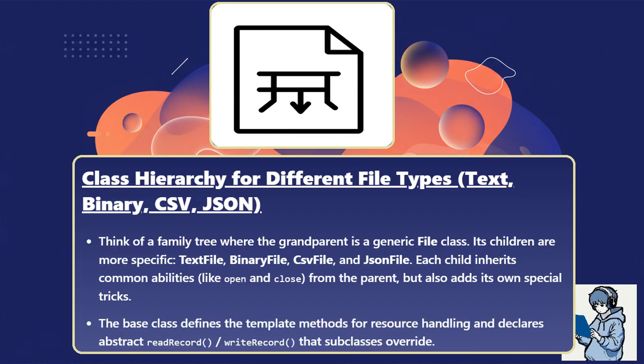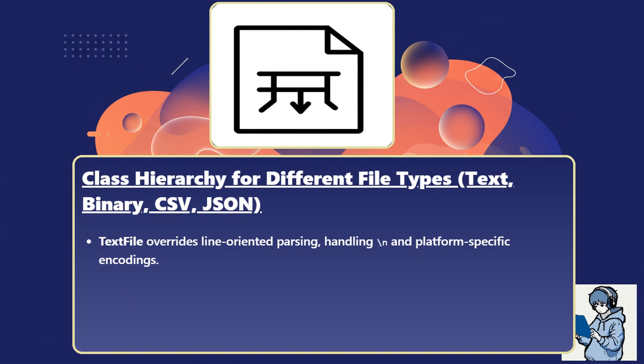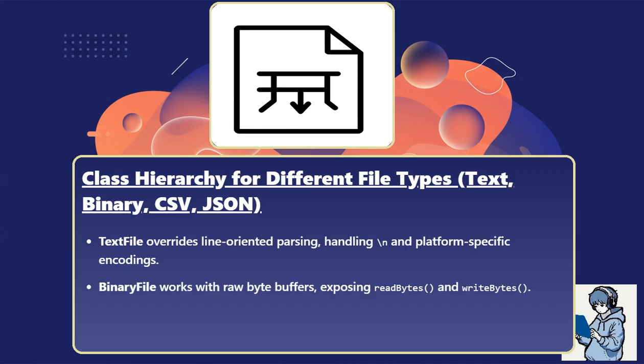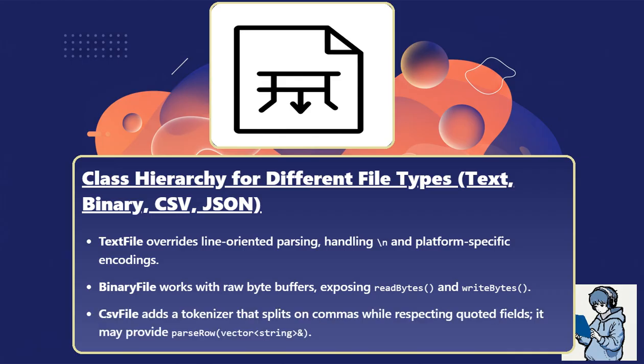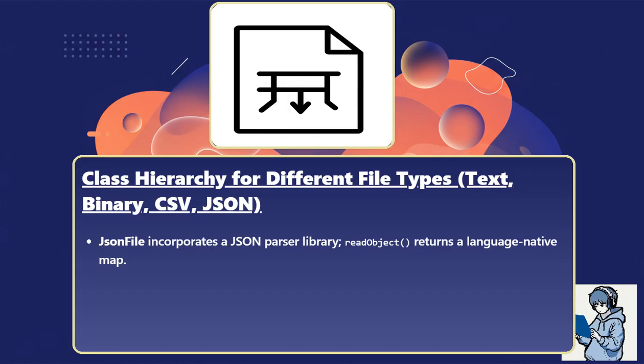The base class defines the template methods for resource handling and declares abstract readRecord and writeRecord that subclasses override. Text file overrides line-oriented parsing, handling newline and platform-specific encodings. Binary file works with raw byte buffers, exposing readBytes and writeBytes. CSV file adds a tokenizer that splits on commas while respecting quoted fields. It may provide parseRow, returning a vector of string. JSON file incorporates a JSON parser library. readObject returns a language-native map.